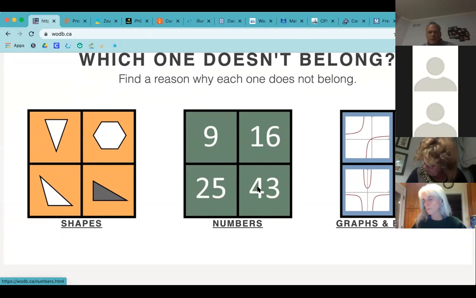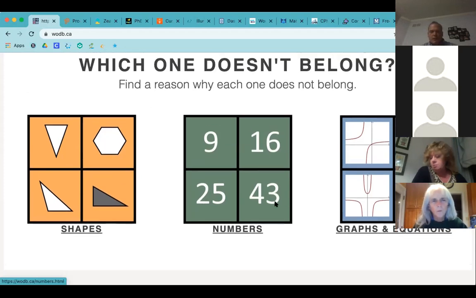Or they may say 43 doesn't belong because 9, 25, and 16 are all perfect squares. They may say 16 doesn't belong because 16 is an even number and all the rest are odd numbers. So he has a wealth of ones on here.